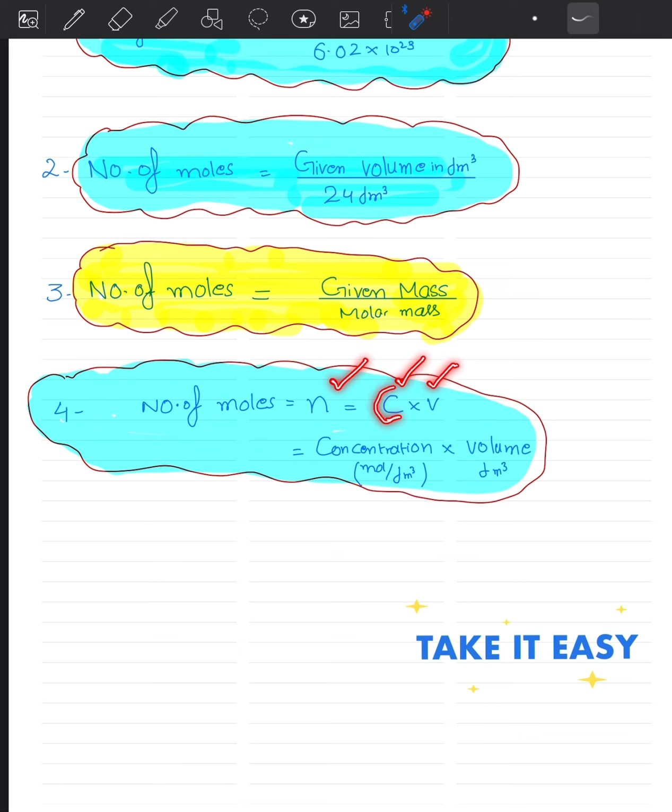And concentration, how can we identify whether the given thing is concentration or not? The concentration has the unit of mole per decimeter cube, and volume can be identified easily. But the trick in this formula is that the volume and the concentration should have the same unit, as mentioned in the concentration. If it is not in the same format, you need to convert it.